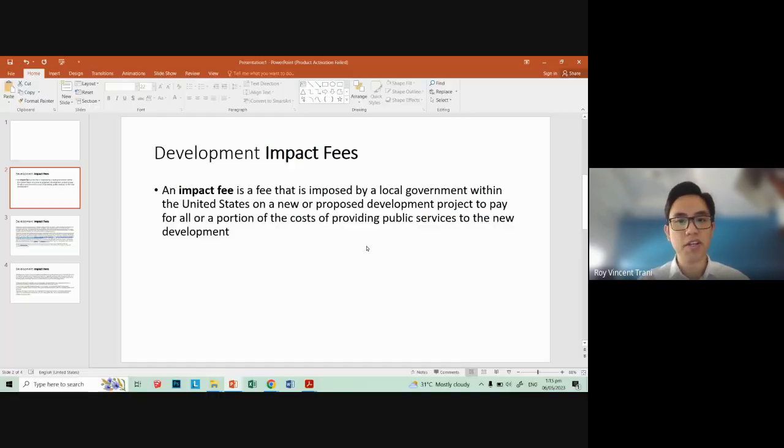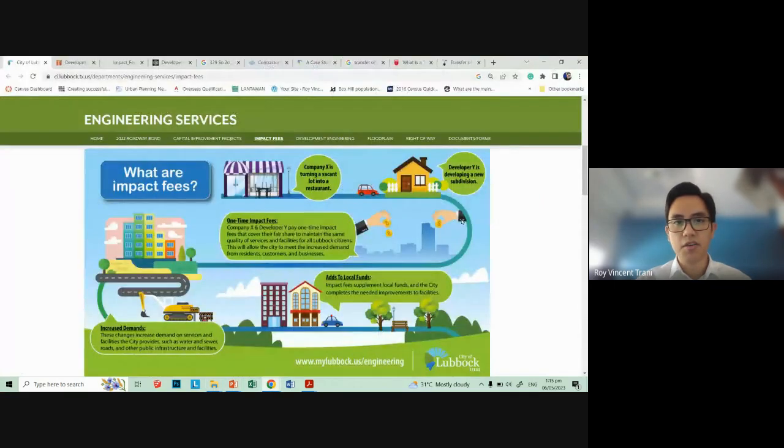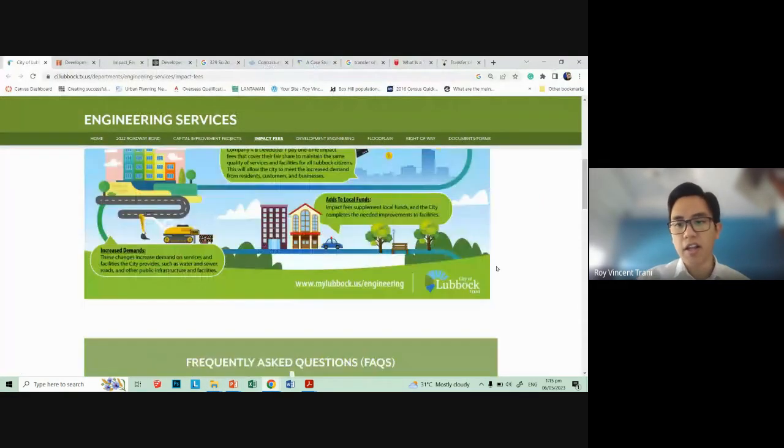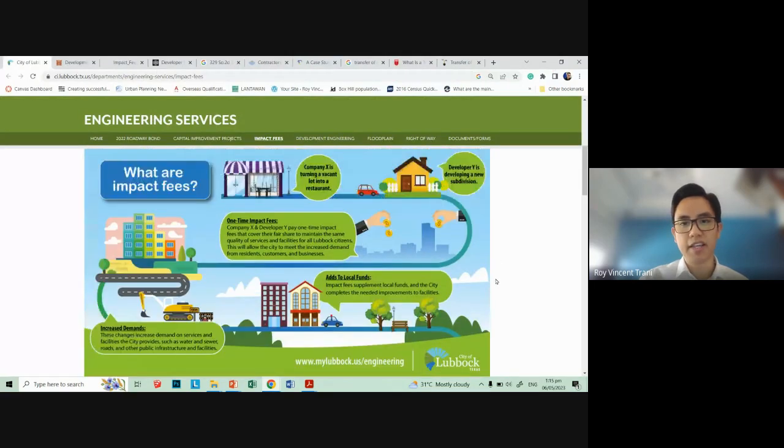For example, I have another definition over here. This is from the city of Lubbock in Texas. The scenario is company X is turning a vacant lot into a restaurant, basically upgrading it. Or developer Y is creating a new subdivision, basically greenfield again, no development, just vacant land, and they're building new development on top of it.